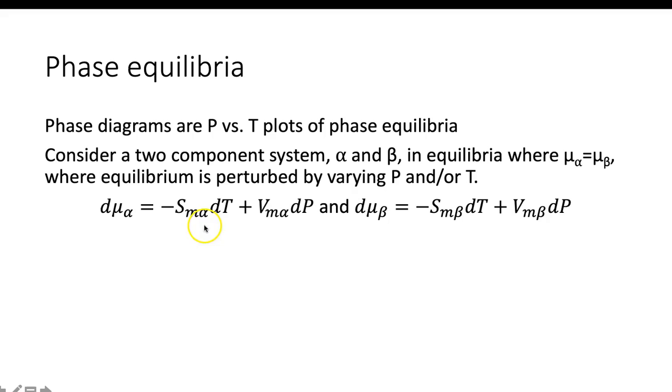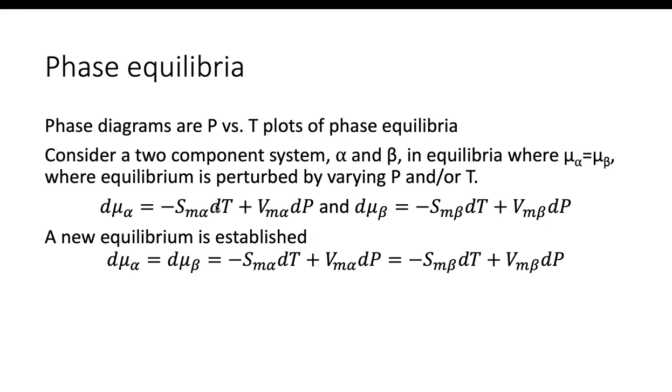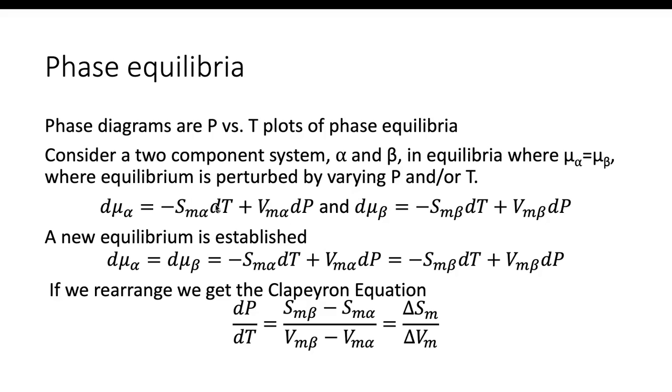We can represent those here because these are just free energies, and so they're related to the entropy and the molar volume. Once a new equilibrium is established, so you change pressure and temperature, you stop changing it, a new equilibrium gets established. At that point, the change in alpha and beta are the same, so we can relate these two equations, which allows us to rearrange and get what's called the Clapeyron equation, which we're going to use quite a bit in the next few days.